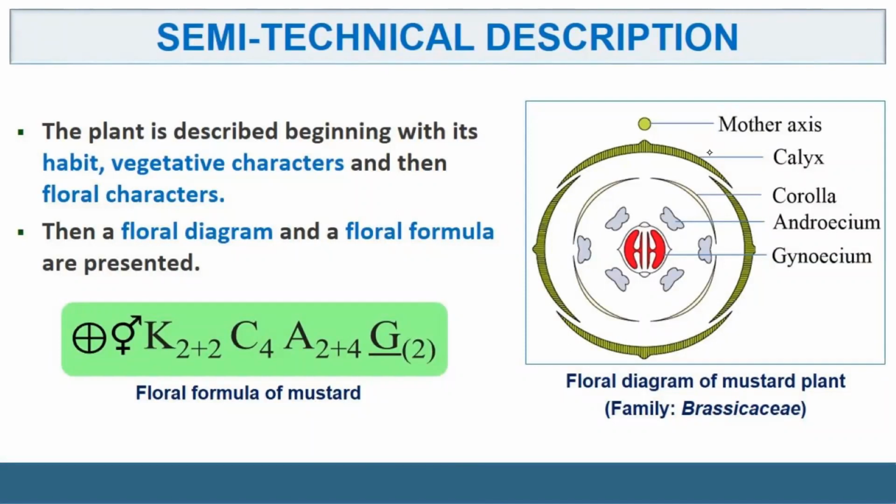So in a description, usually the plant is described first with the habit, then vegetative characters, and then floral characters. Then a floral diagram and a floral formula are represented. As you can see on your screen, this one is the floral diagram and this indicates the floral formula. We'll learn all the terms one by one.